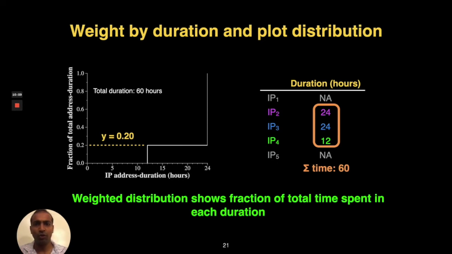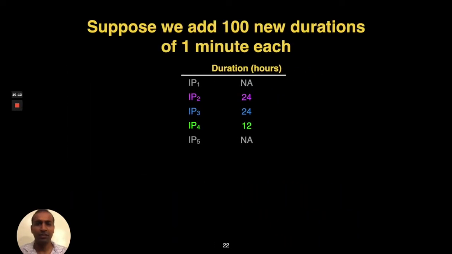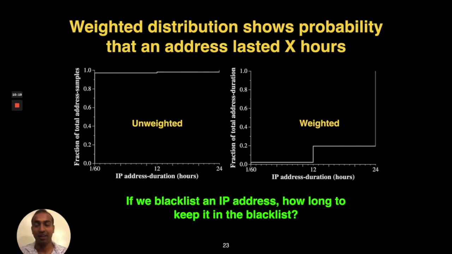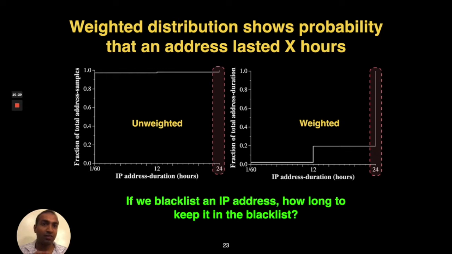Now, why do we go for this representation? Suppose we add 100 new durations, each 1 minute long, and replot the CDF and weighted CDFs. As you can see, the two graphs look quite different, with the unweighted one on the left-hand side and the weighted one on the right-hand side. The weighted graph answers the question, at any point in the first 3 days of January, what is the probability that we observed an address lasting X hours? This is ultimately the question we are trying to answer. If we had to blacklist an IP address from an ISP, how long should it remain on the blacklist?